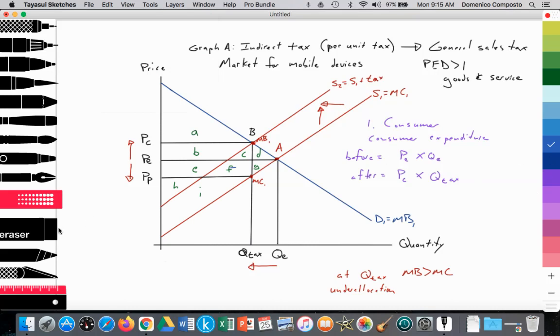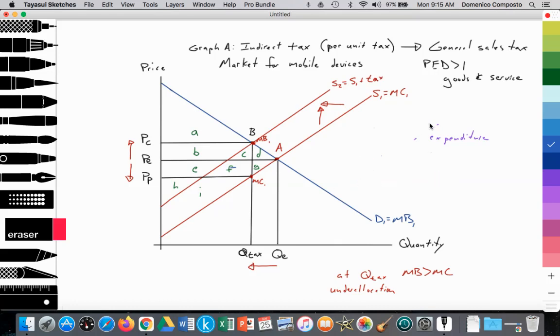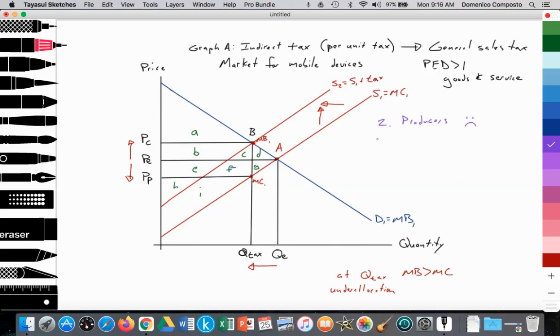Next, let's look at producers. As we'll see, producers are also negatively impacted. Producers as a stakeholder are also worse off. One, because the price received by the firm decreases.